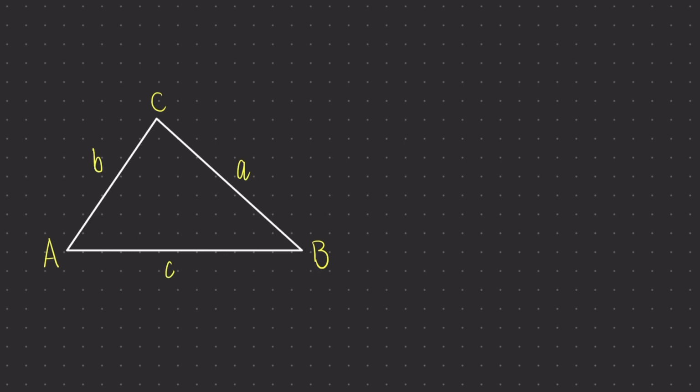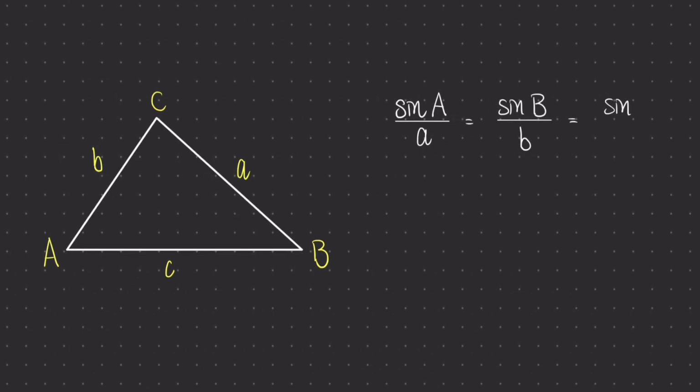The sine rule is very simple to remember. It is a ratio between the sine of the angle and the opposite side to that angle. Writing it out, the ratio between sine of A and the opposite side little a is the same as sine of B divided by the side length b, and this is also equal to sine of C divided by its opposite side, little c. So this here is what we call the sine rule.